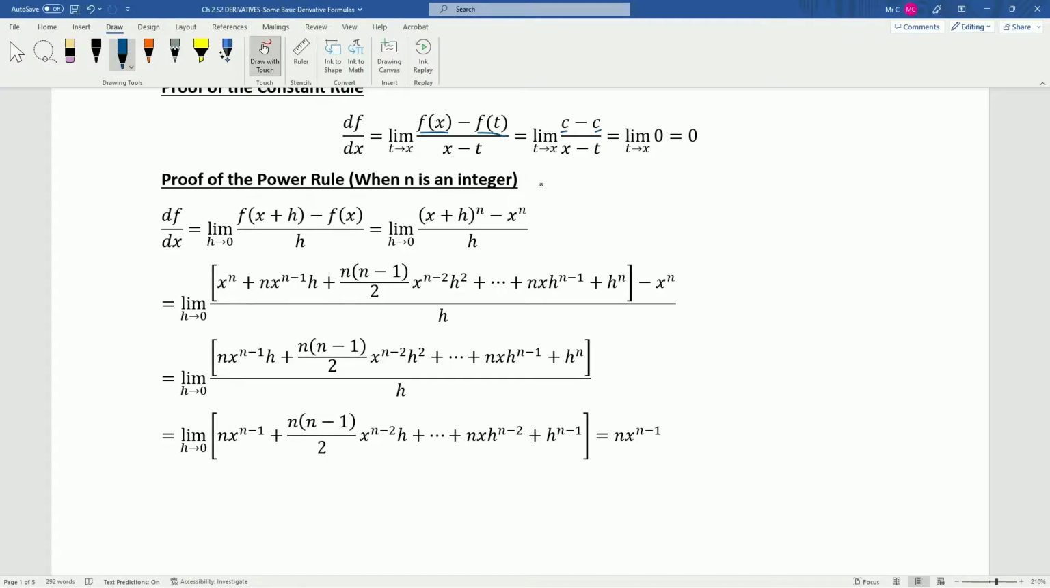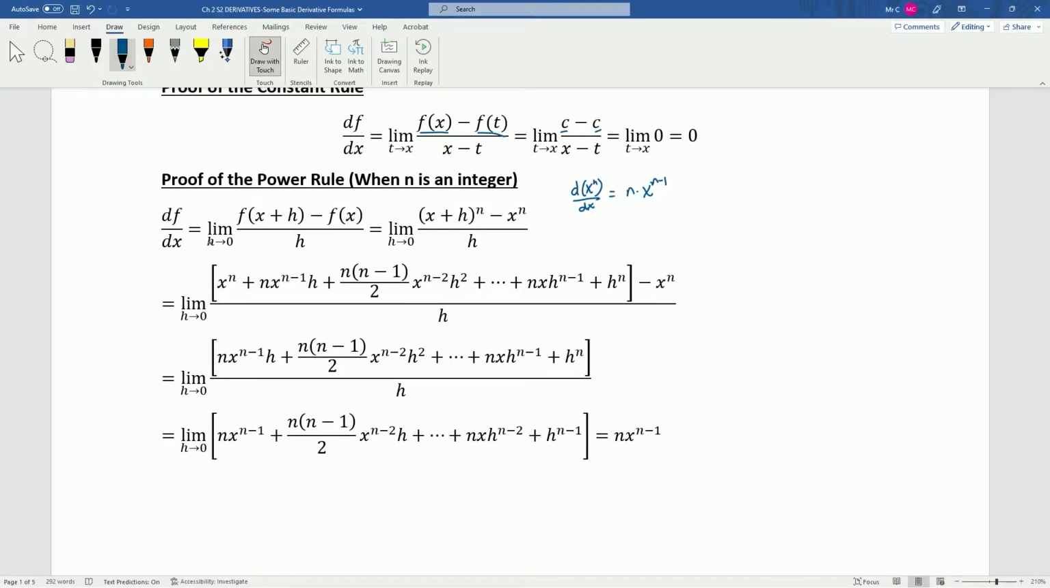So remember, the power rule says that the derivative of x to the n with respect to x is n times x to the n minus 1. This rule does work for any real valued number n, but this proof only works for integers. Later on in the course, we'll see a proof that justifies it for all real numbers. But for now, we don't have the tools we need.